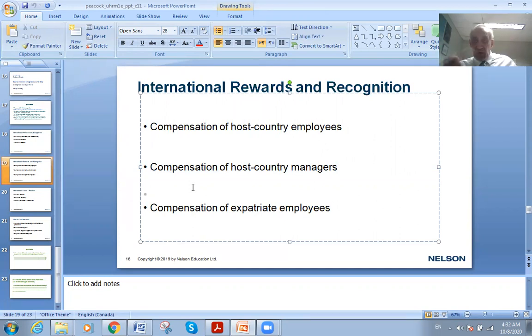See, the host country. Host means the one who receives, the one who's having the factory and the people now, not the origin or the mother or the home country. The home country is where you left, where you departed. The host country is where you are now. Compensation of expatriate employees. Expatriate means the foreigner.